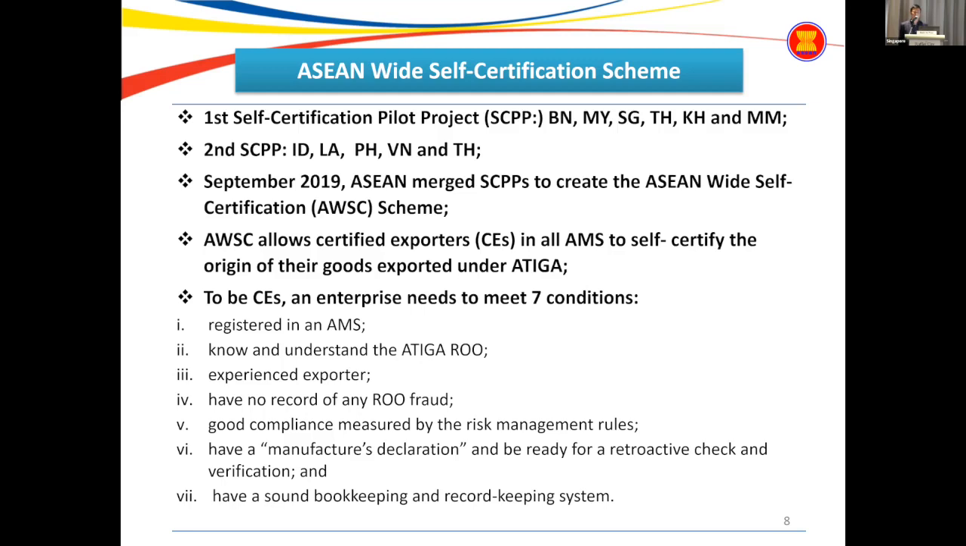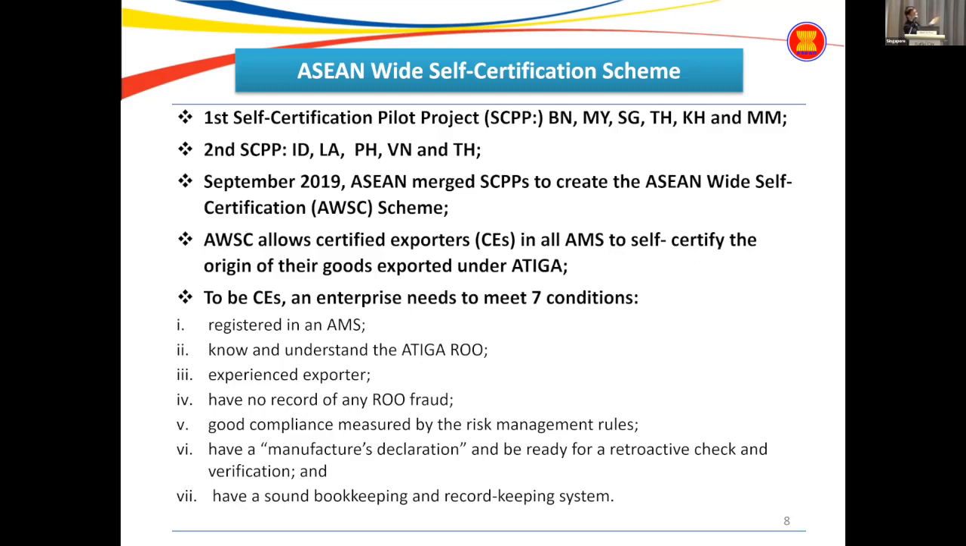But since September 2019, ASEAN merged the pilot projects into the ASEAN-wide self-certification scheme. This means all ASEAN member states are allowed to join in only one scheme, and they can use it to export to each other. It allows certified exporters to self-certify their goods. It's very promising, right? But the real world is not as we expected.